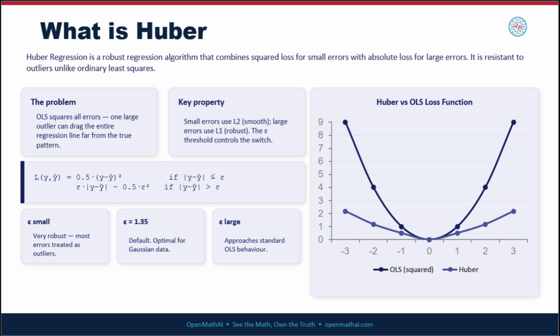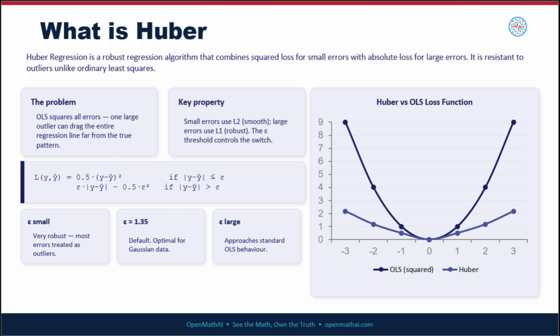Huber regression is a supervised machine learning algorithm used to predict a continuous numerical value, just like linear regression. However, unlike linear regression, Huber regression is designed to handle outliers. Outliers are data points that are very different from the rest of the data and can cause a normal linear regression model to produce inaccurate predictions.